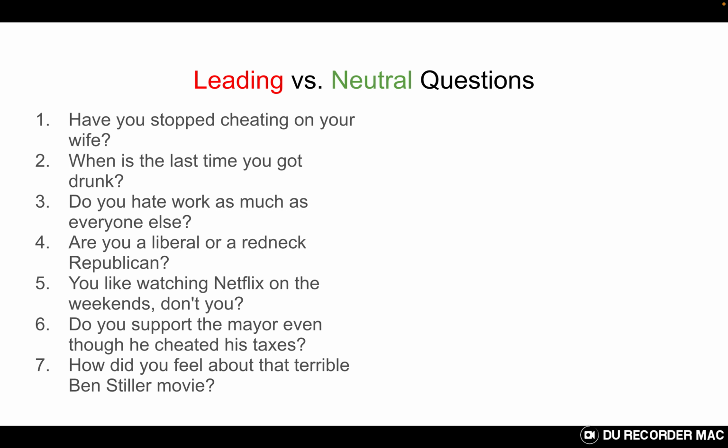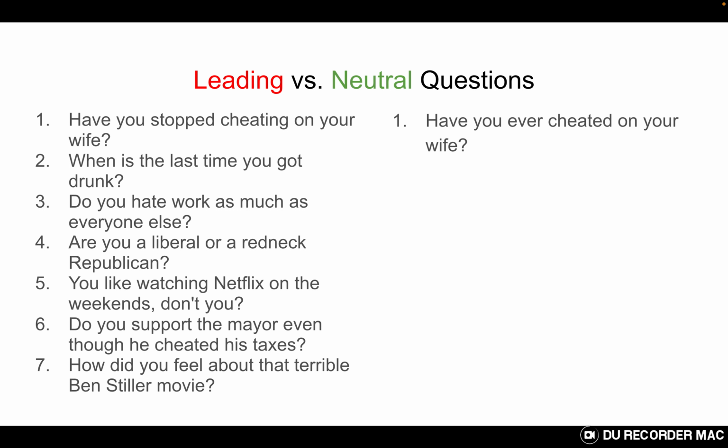Well, you're assuming that the person does in fact cheat on their wife. Maybe they don't. You're also assuming that they have a wife. So a neutral way to ask this question without putting words in their mouth or accusing them of anything would be, have you ever cheated on your wife? That way, they have a neutral question and they can answer yes or no.